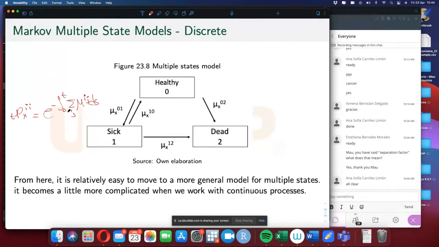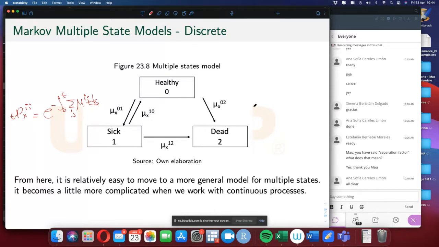Again, if you pay attention to each state, for healthy, I will add this force of transition from being healthy to being sick, and here I will add this one from being healthy to die. For this state, I would add this one, and for that one, the probability of staying in that state is 1. So I don't need to do any estimations there.